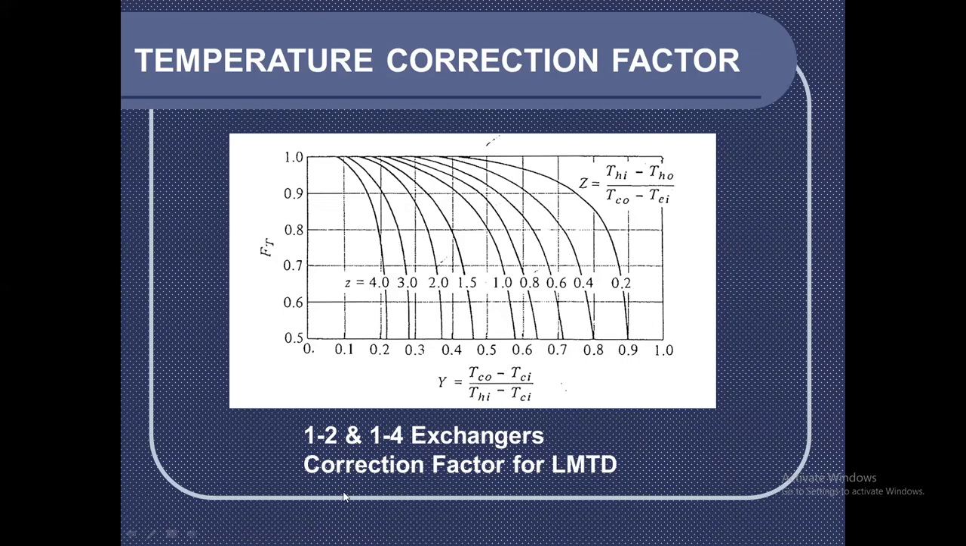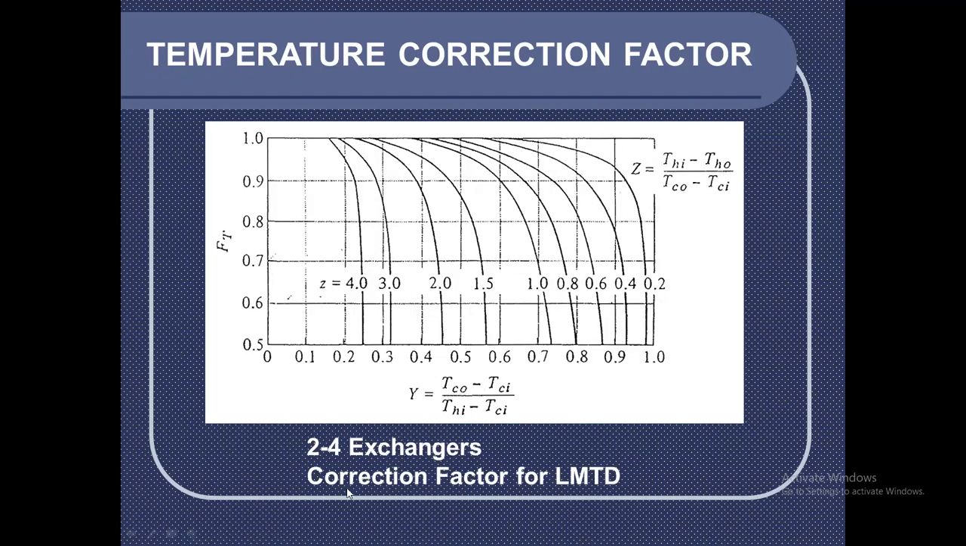So if the diagram is good for 1, 2, and 1, 4 exchanger, then this would be the diagram that you will be using. The Z are for the values of the curves in here. The Y is for the abscissa. The temperature correction factor is the ordinate. Abscissa X, ordinate is Y. So you have a different curve for the 2, 4 exchanger and the other orientations that you can find in your handbook.